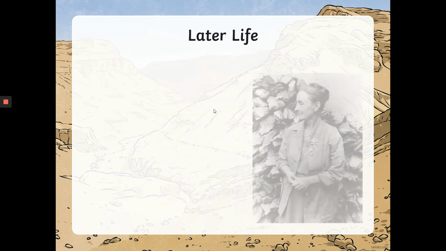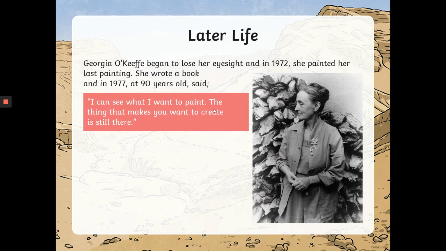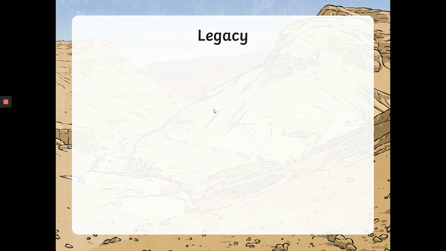Later life. Georgia O'Keeffe began to lose her eyesight, and in 1972 she painted her last painting. She wrote a book, and in 1977, at 90 years old, she said, I can see what I want to paint. The thing that makes you want to create is still there. So what she's saying is just because she couldn't see, she could still imagine in her mind what she wanted to paint. The ideas and creations were still there in her mind. Legacy.